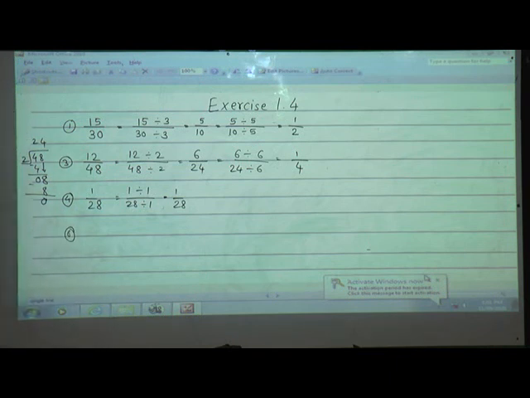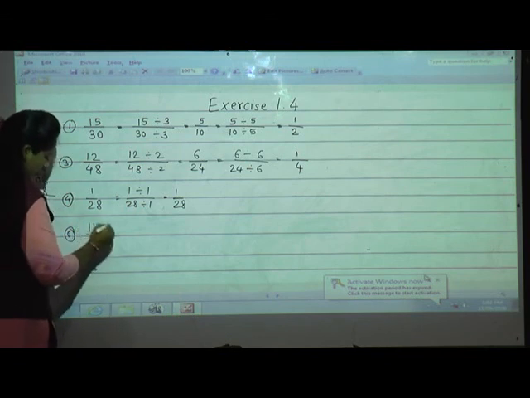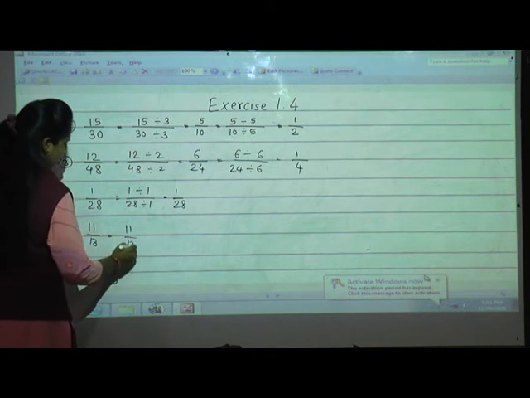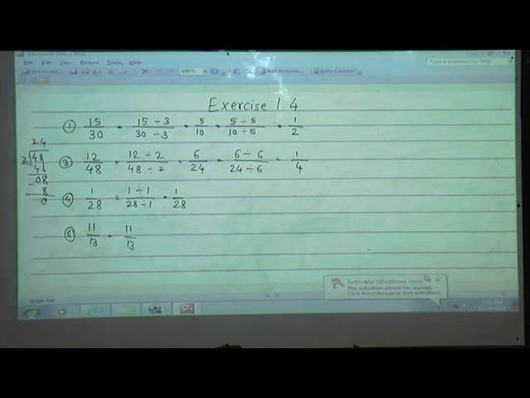Now next I will solve the sixth one. What is the sixth one? 11 by 13. Now see students, can we divide 11 with any table? Yes. 2, 3, 4, 5, 6, 7, 8. No. 13. No. We can divide these numbers only by themselves and by 1. So this number will remain as it is. Okay? Clear? Yes.